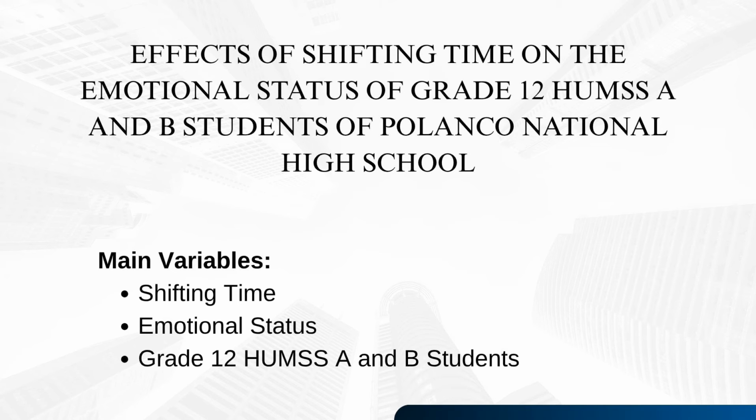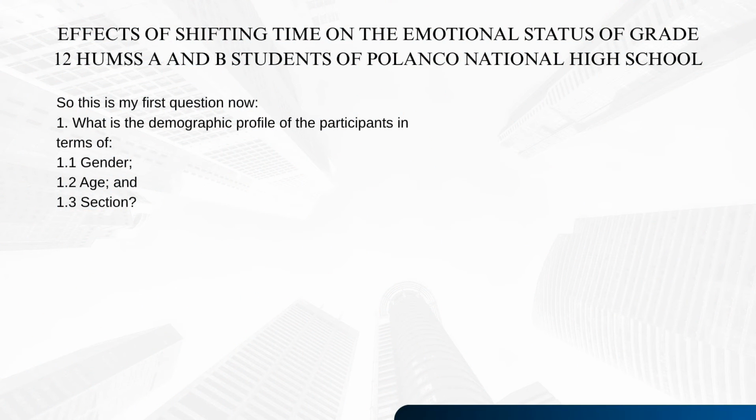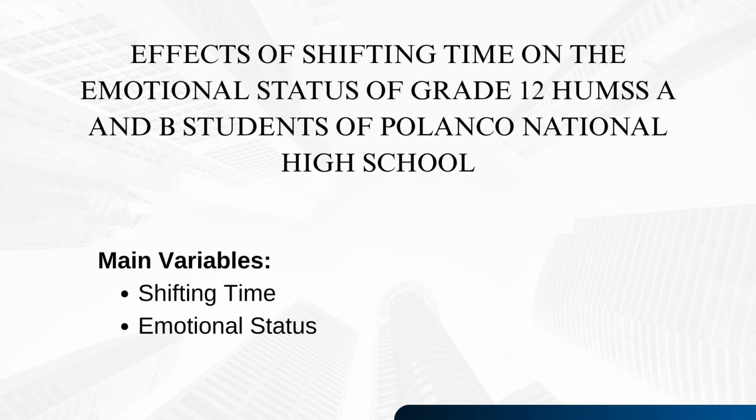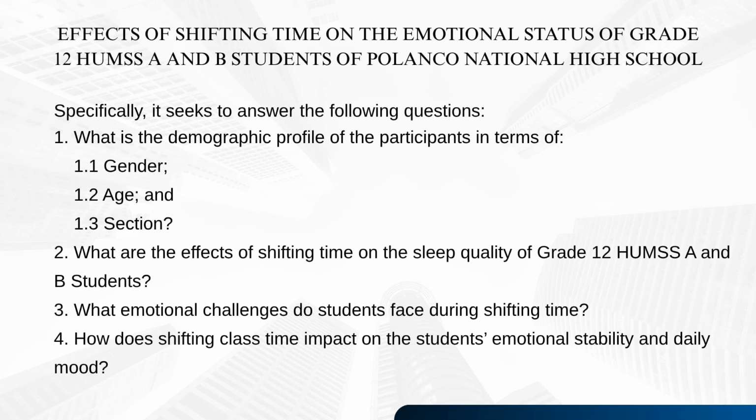So, this is my first question now. Number 1, what is the demographic profile of the participants in terms of 1.1 gender, 1.2 age, and 1.3 section? Remember, if it is not necessary, you may not include this question in your SOP, and you can go directly to the main variables of your study. The main variables in my study are shifting time and emotional status. These are the research questions that I may construct from these variables. Specifically, it seeks to answer the following questions. Number 1 is the demographic profile.